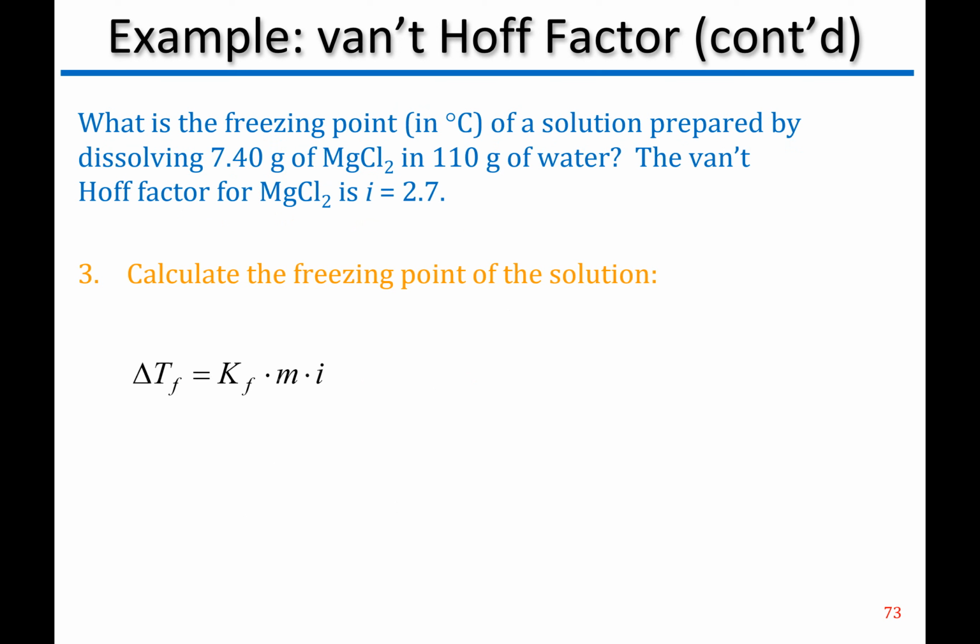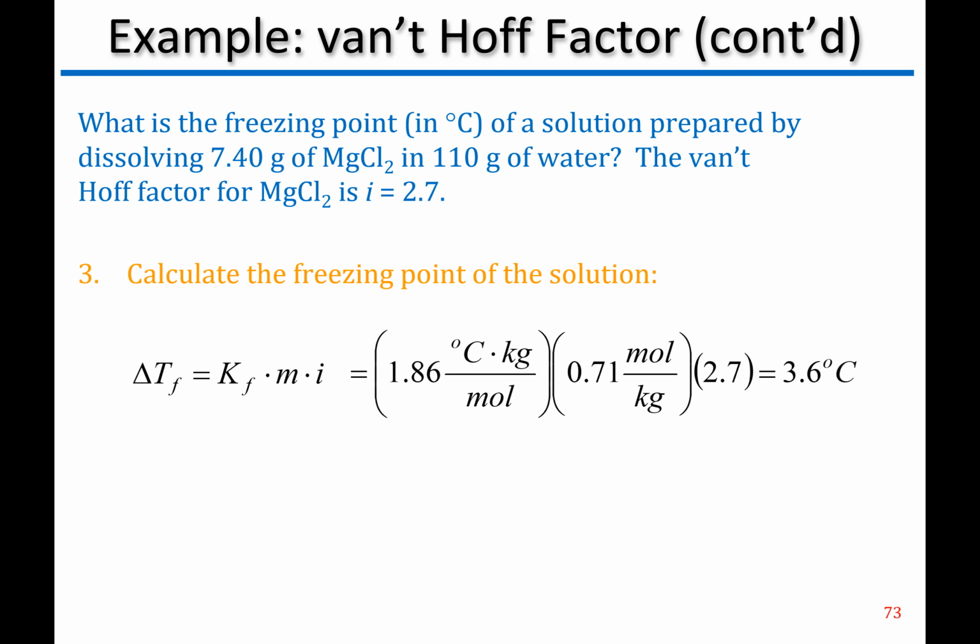Lastly, calculate the freezing point. Delta T will be equal to Kf times m times i. We know our Kf is 1.86 degrees C kilograms per mole, times our molality, and then over here, this is our i value, our van 't Hoff factor, so times 2.7. So it just adds a multiplication term.